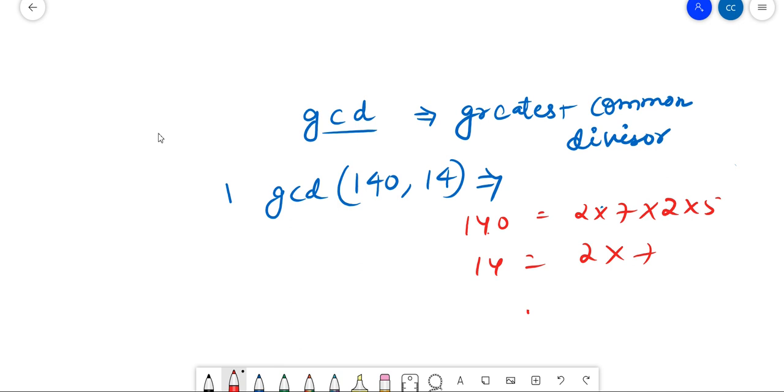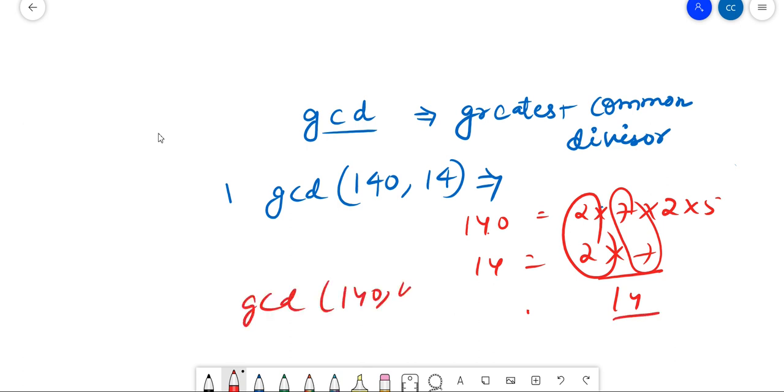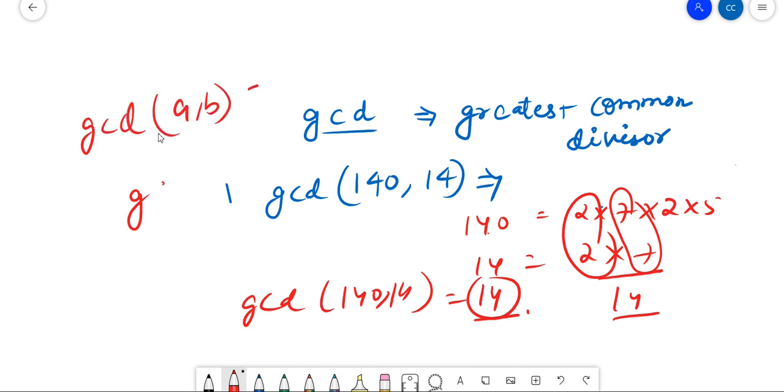Now in between them, what is the common? Common is 2 and 7. That means the common is total 14. So the GCD of 140 and 14 is 14, right? So we can write GCD of A and B is R, and this one is after getting 140 and 14.